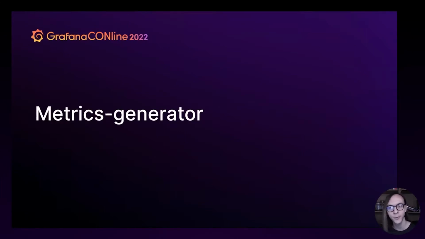So the metrics generator is a new component we added to Tempo 1.4, which can generate metrics from traces, kind of like as the name says, right? So now when you're storing traces in Tempo, you can also get this derived metadata directly from Tempo, which provides more insight into your traces.